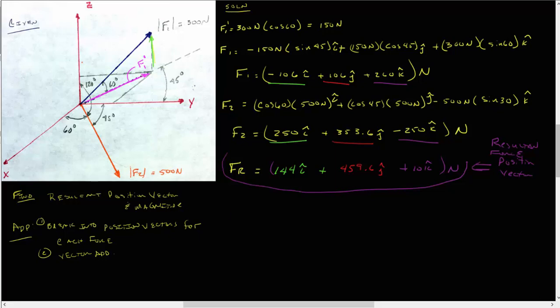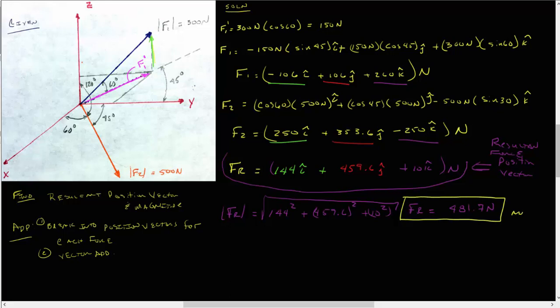Good. So now we can say the magnitude of FR, and that's where we're just talking about Pythagorean theorem. So we have 144 squared plus 459.6 squared plus 10 squared. Then I take the square root, and my FR is going to be 481.7 newtons. So now we have solved for the magnitude of the resultant. There's my magnitude, so there's an answer.